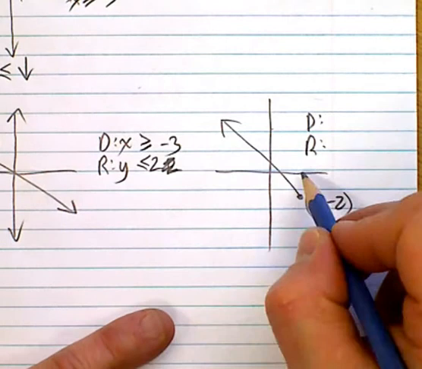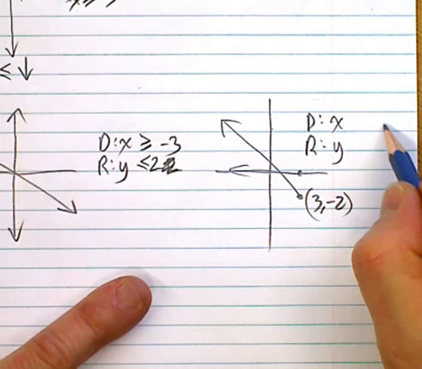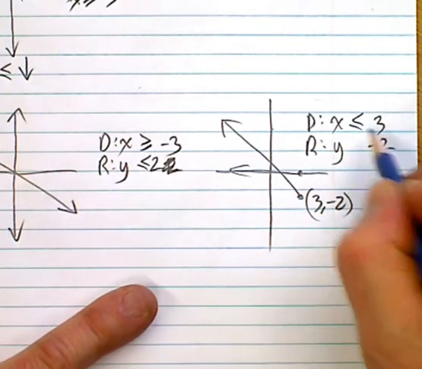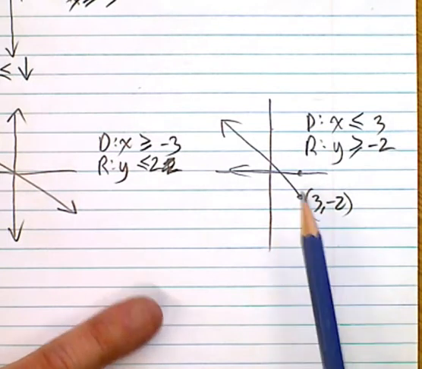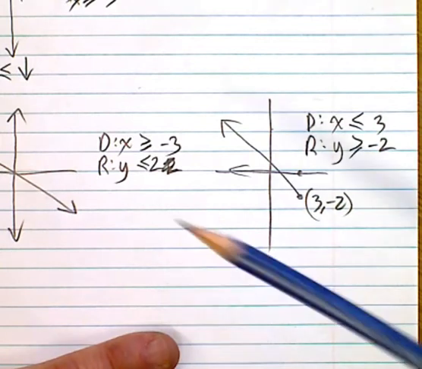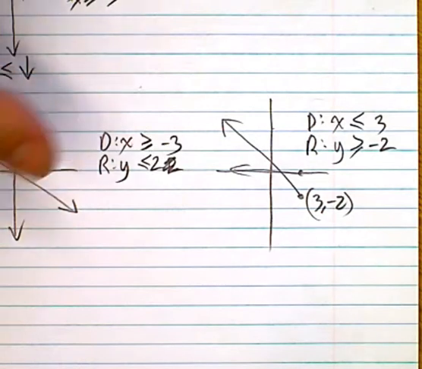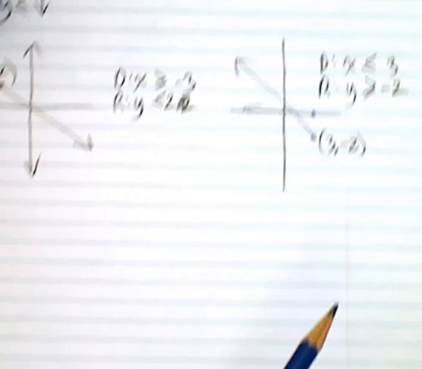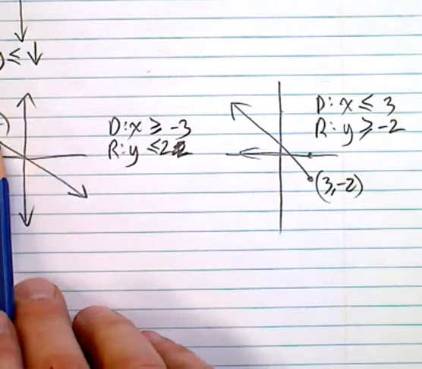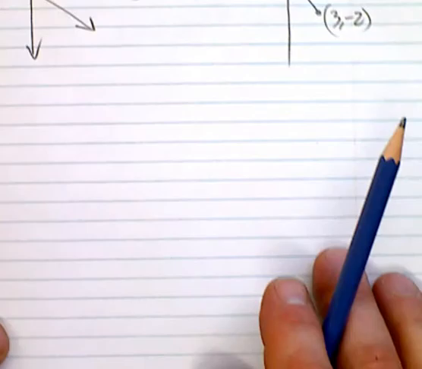Domain is your x. It starts here and goes that way. So x, y, (3, -2): x less than or equal to 3, and y greater than or equal to -2. Because the x's are less than 3, and the y values are greater than -2. Okay, so this is one type of domain and range question where you are bounded on one side, right, and it goes forever in the other.